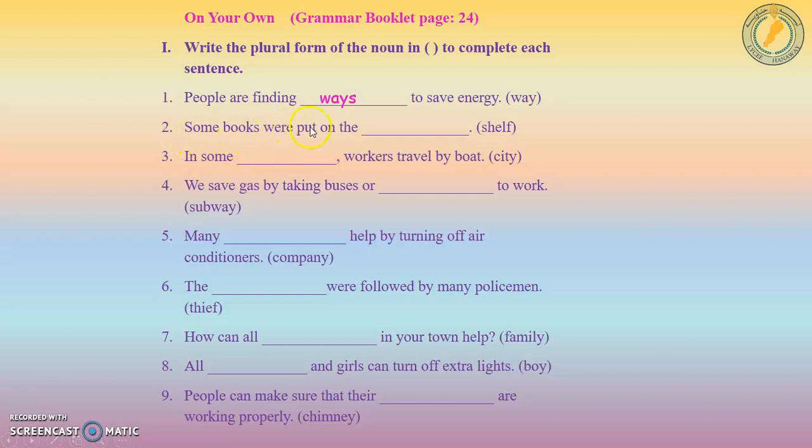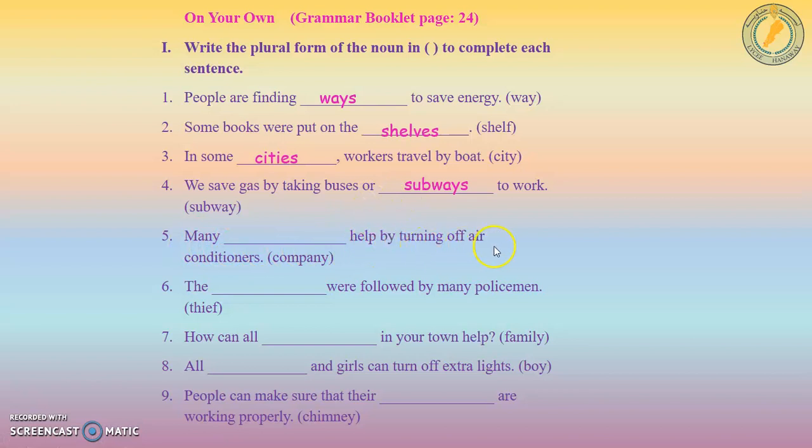Some books were put on the shelves. Shelf ends with F. So we remove the F and add VES. In some cities, workers travel by boat. City ends with Y, preceded by a consonant, so we cross out the Y and add IES. We save gas by taking buses or subways to work. Subway. It's S-U-B-W-A-Y, only S is added.